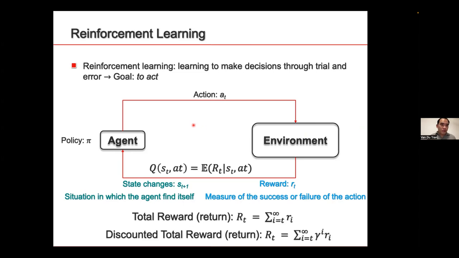So just coming back to reinforcement learning. We have an agent. The agent will perform some action, and the environment will receive the action and give feedback to the agent by some reward. The agent will take this reward, then adapt its action, and so on. That's the way that reinforcement learning works.